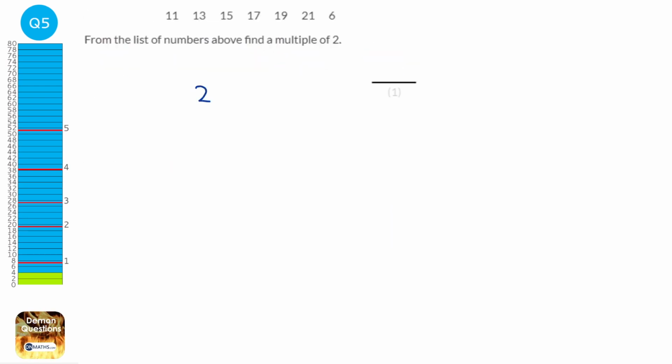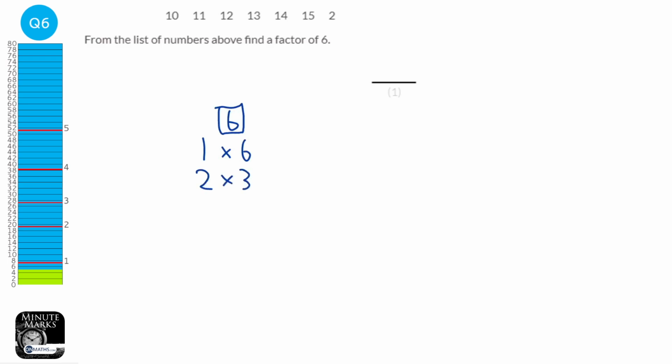Multiples are times tables. So the multiples of 2 are the times table of 2. So 2, 4, 6, 8, 10, 12, etc. So the only number in this list that is in the 2 times table is the 6. So we can write the factors of 6 by working out two numbers that multiply together to make 6. So 1 times 6 and 2 times 3. So 1, 2, 3 and 6 are all the factors of 6. The only number that is in our list is the 2.